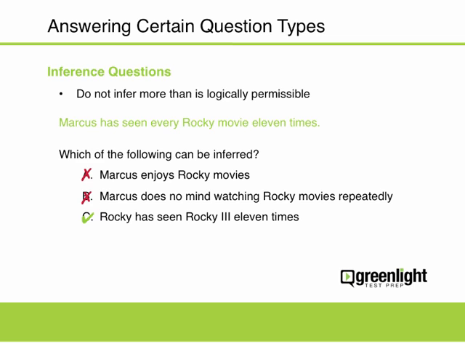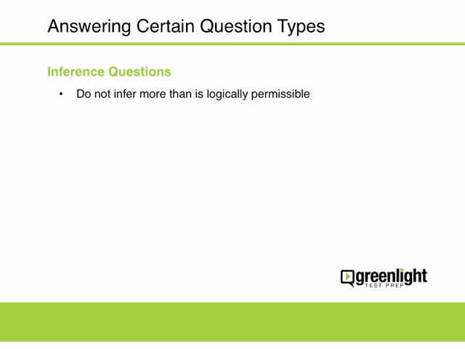Notice that word must. I used it a lot while examining the answer choices, and I suggest that you do the same. So when examining the answer choices for an inference question, be sure to ask, must this be true? If it could be true in some instances, then it is not the correct answer. If it is most likely true in most but not all cases, then it is not the correct answer either. It is the correct answer only if it must be true.